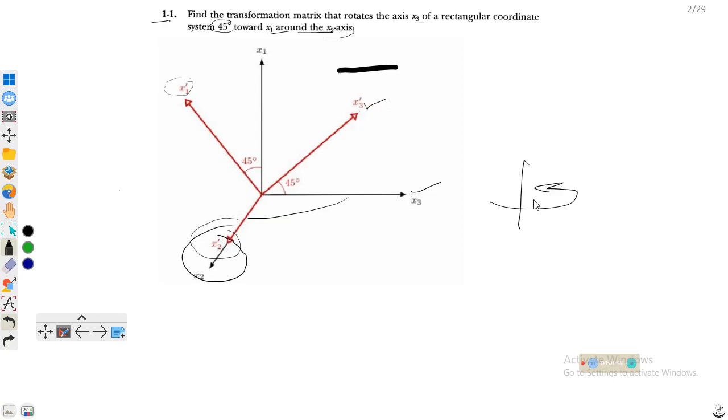So the angle will remain 90, because we know that x1, x2 and x3 are mutually perpendicular to each other. Now the angle changes only between the x3 axis and the x3 prime axis. Similarly, the angle changes between x1 and x1 prime, and between x1 prime and x3, but there is no change of angle between x2 and x1, or between x2 and x3. So let's go to the solution. We will just find the transformation matrix.